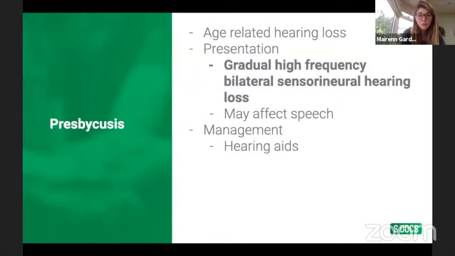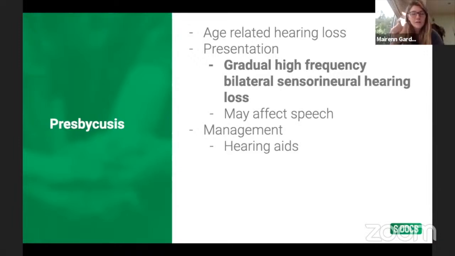The most common cause of sensorineural hearing loss is age-related hearing loss. This will occur in most old people. It tends to be quite gradual and develops over time as they age. They most often perceive it when it begins to affect their speech. So presbycusis affects high frequency hearing, which we'll come on to explain slightly further in the audiogram section.